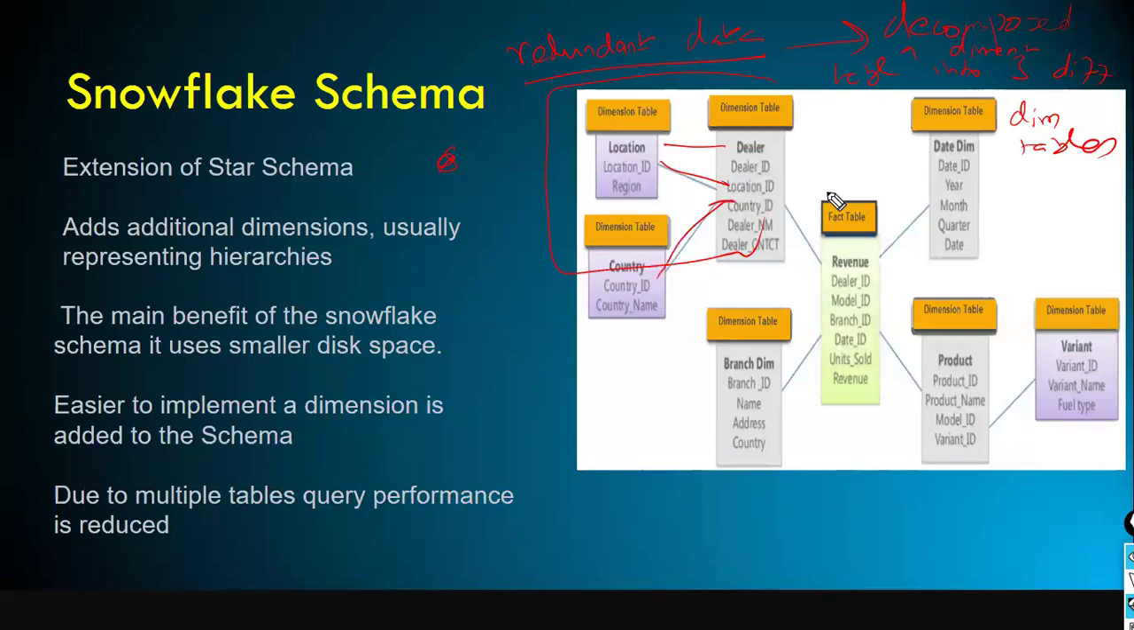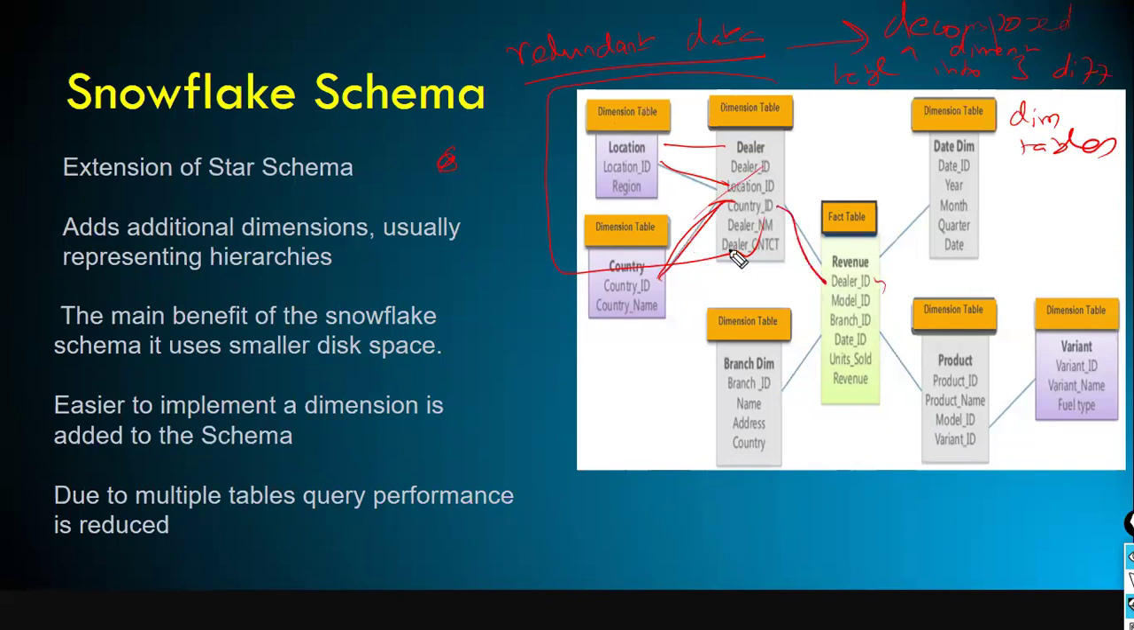So if you want to find out the revenue by a specific dealer, country-wise, dealer-wise revenue performance, you need to join these two tables, and then this table will get joined with this one. Here, this table has to join with this table, which has to join with this table.